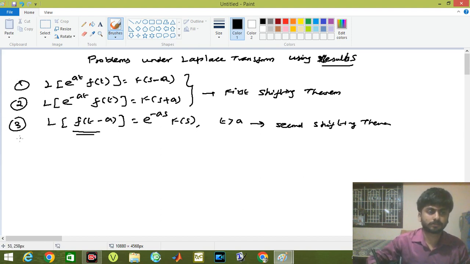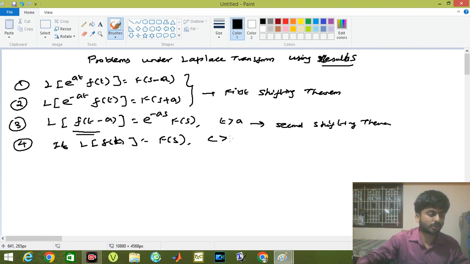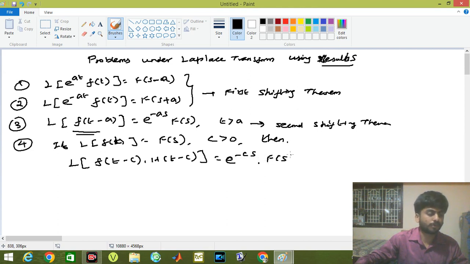The next result is: if L of f of t equal to F of s and there is a constant c greater than 0, then L of f of t minus c along with h of t minus c equal to e power minus cs times capital F of s, where h of t equals 1 for t greater than 0 and 0 for t less than 0.